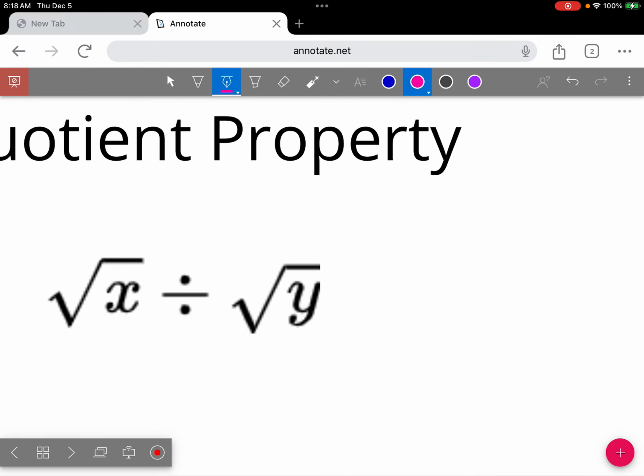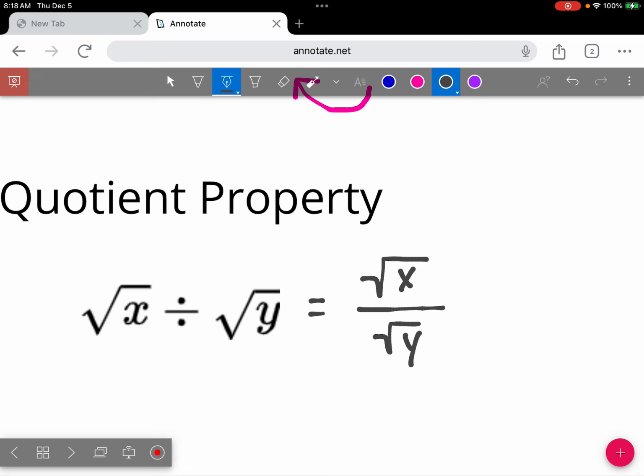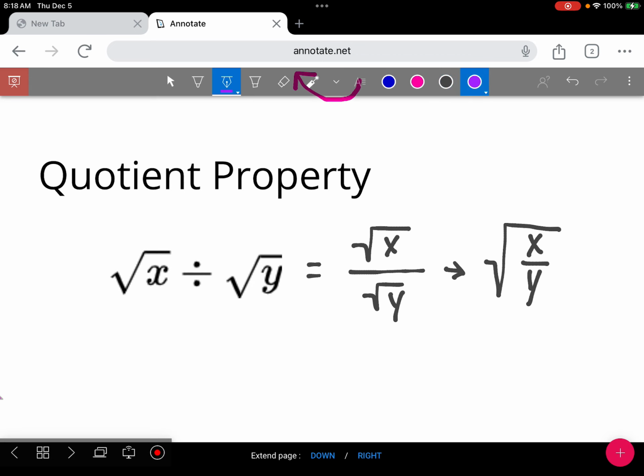Same thing with our quotient property. We've never written it with the division symbol, like the fraction that just has dots. But we have written it like this, where I have square root of x over square root of y, which does mean the same thing as the square root of x over y. And again, we have used it this way repeatedly.